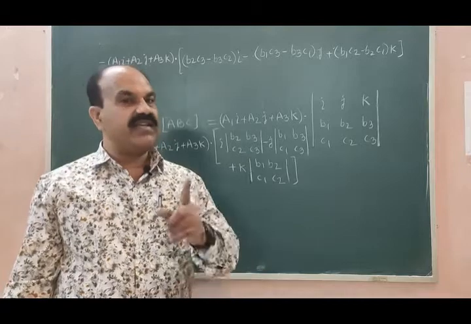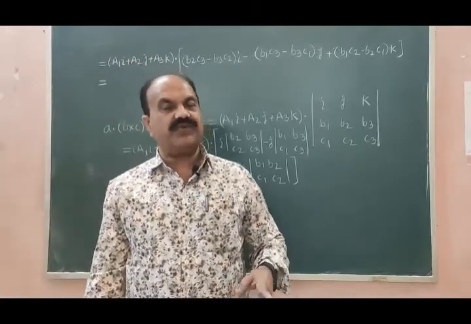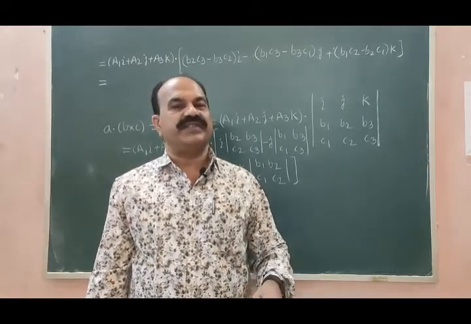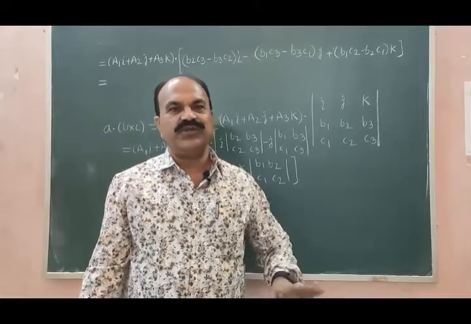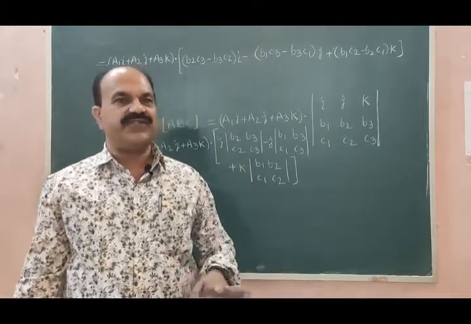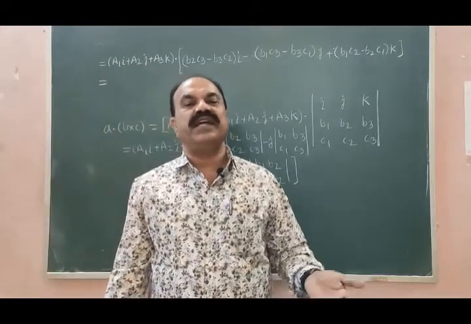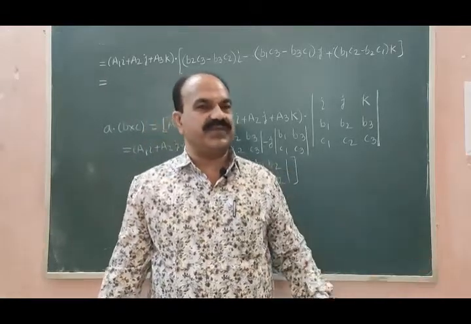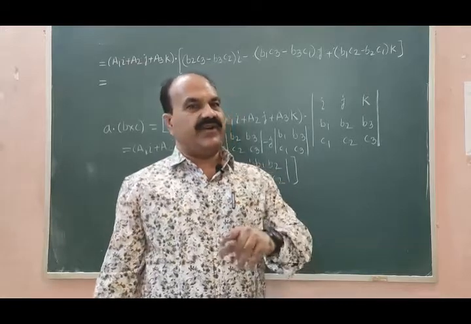I dot I will survive, go for it. J dot J will survive, go for it. K dot K will survive, go for it. All remaining will not survive: I dot J 0, I dot K 0, J dot I 0, J dot K 0, K dot I 0, K dot J 0. So, don't go for these 6 terms. Only go for I dot I, J dot J and K dot K.